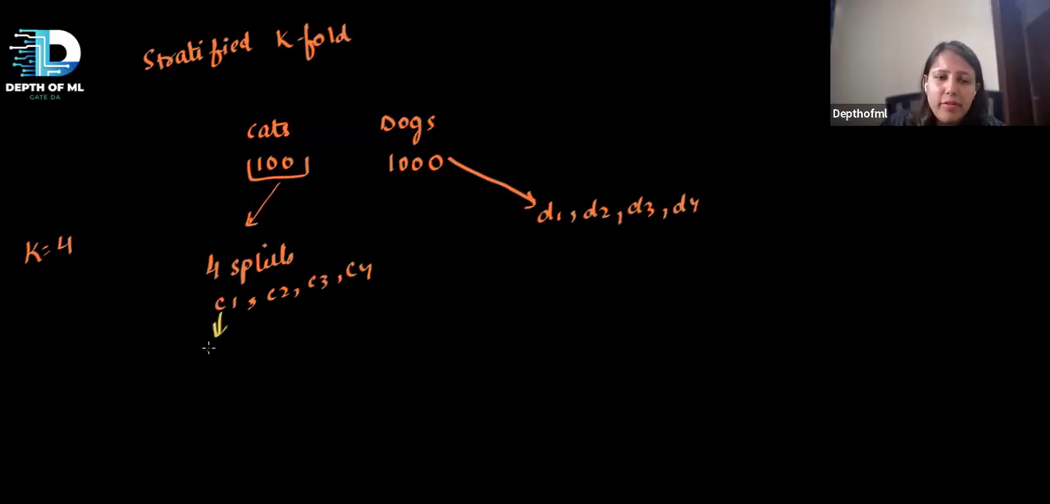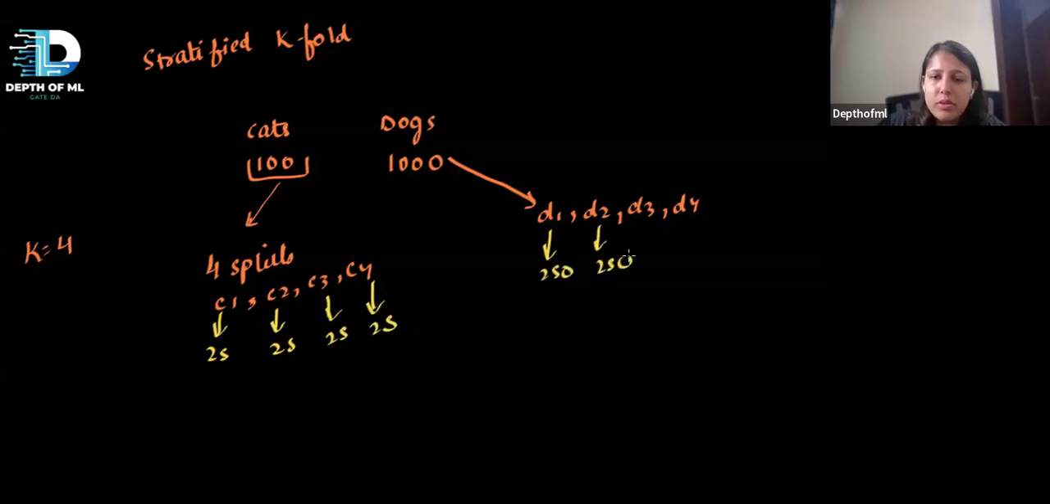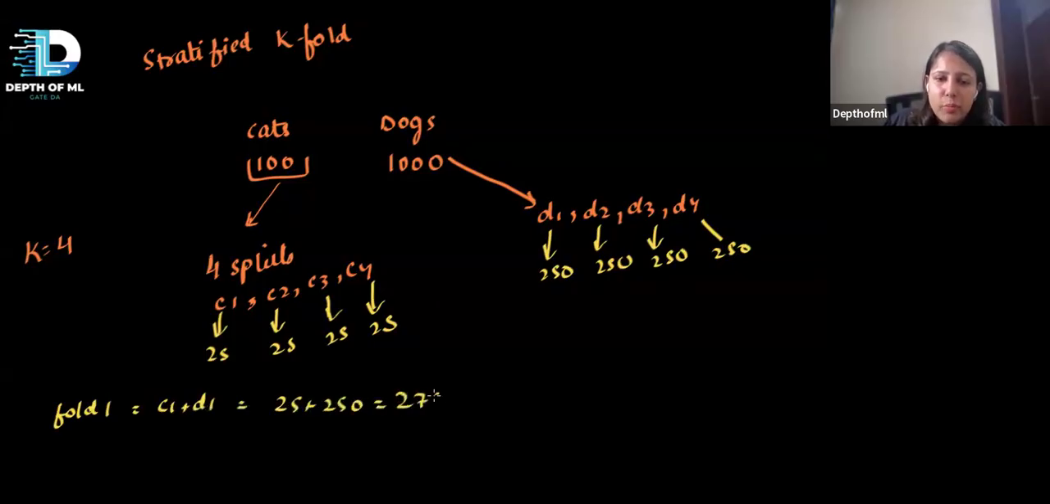So each cat split will have 25 data points, and each dog split will have 250. Okay. Now what you'll do is you will create fold 1. Fold 1 will be C1 plus D1, which will be 25 plus 250, which is equal to 275 points.